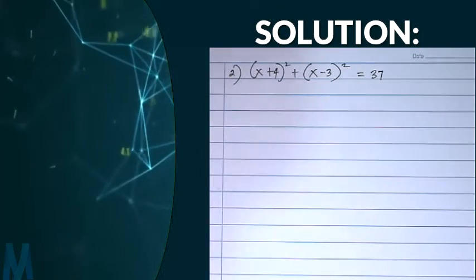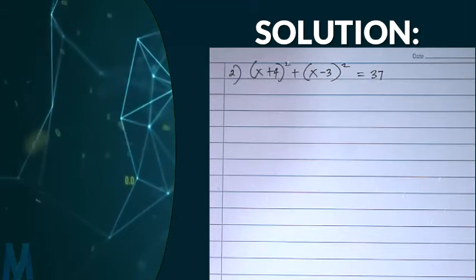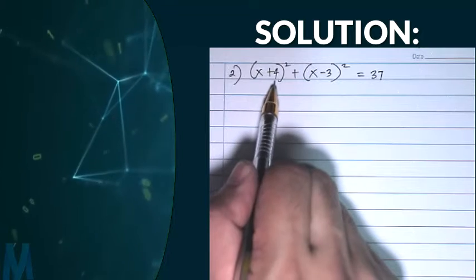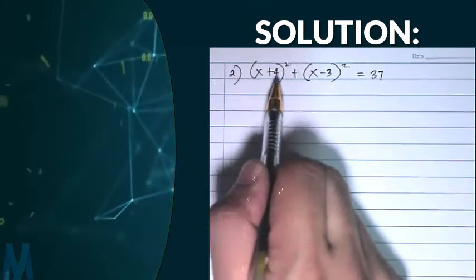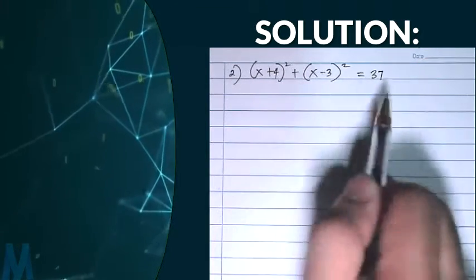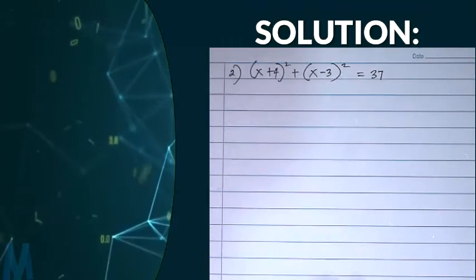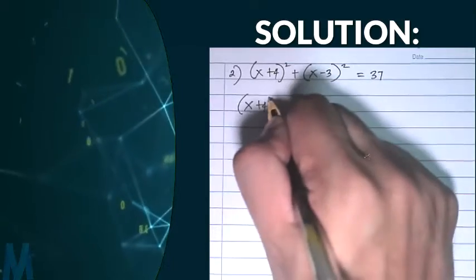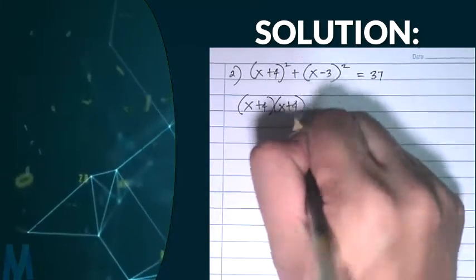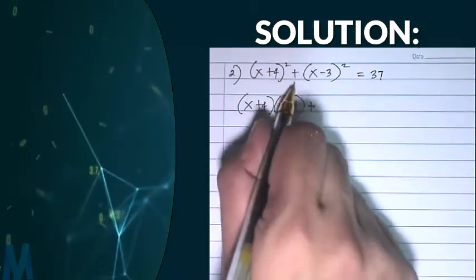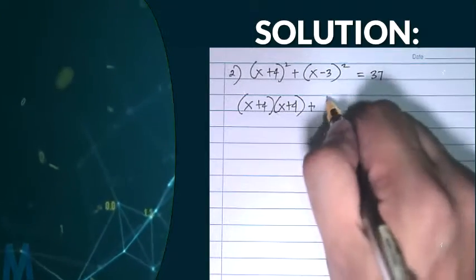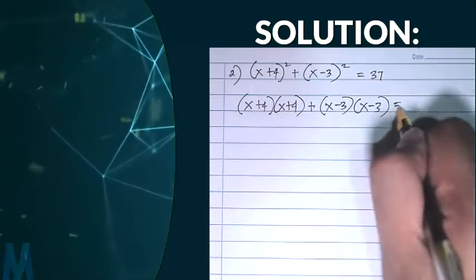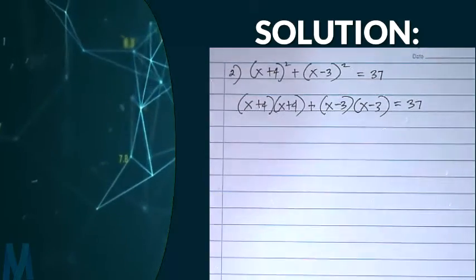So for number 2, we have x plus 4 squared plus x minus 3 squared is equal to 37. So what we're going to do is multiply x plus 4 by itself. Same thing with x minus 3 times x minus 3. Okay, so we have x plus 4 times x plus 4 plus x minus 3 times x minus 3 is equal to 37.